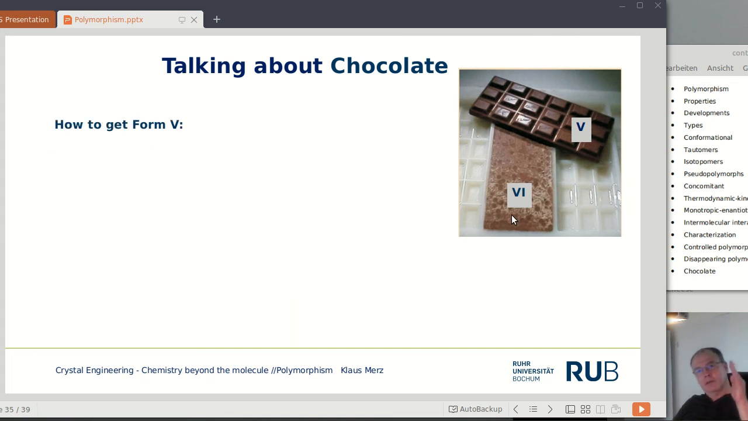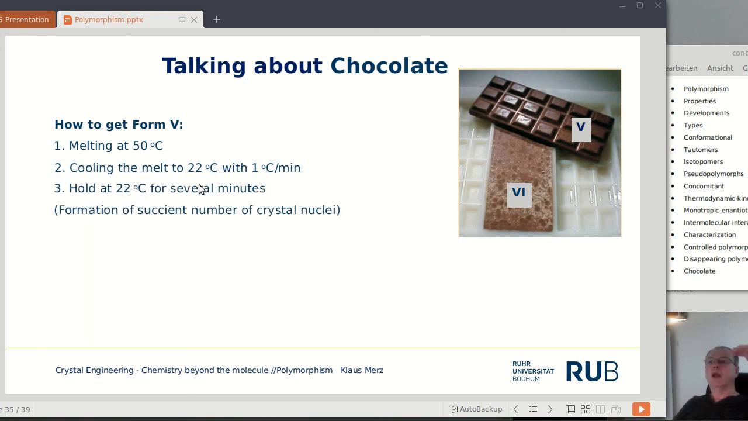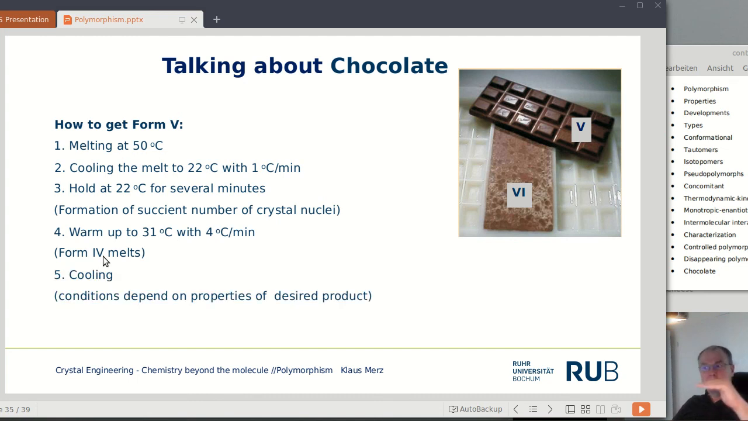If you want your desired form, it's not so easy to get it. First you melt your compound at 50 degree. When you're cooling down, gradient to 22 degree, 1 degree per minute, and then you hold it for several minutes, because you need a sufficient number of crystal nuclei. When you warm up to 31 degree, form 4 melts. You remember different melting points of the forms. And when you're cooling slowly, you will get the desired product.